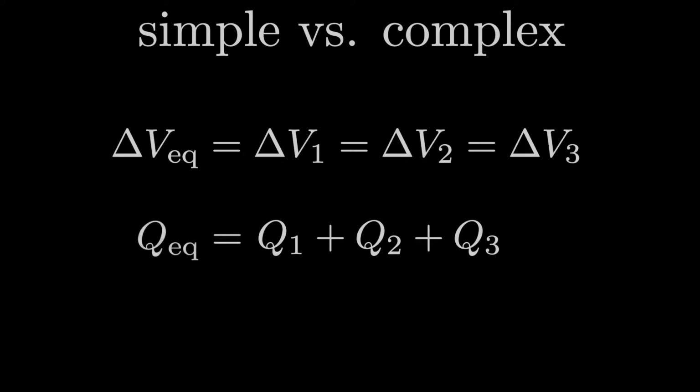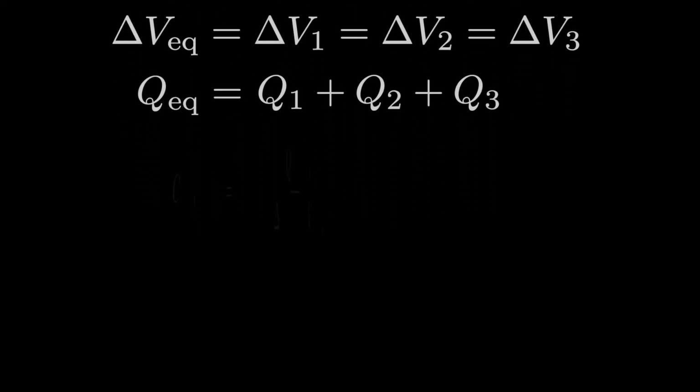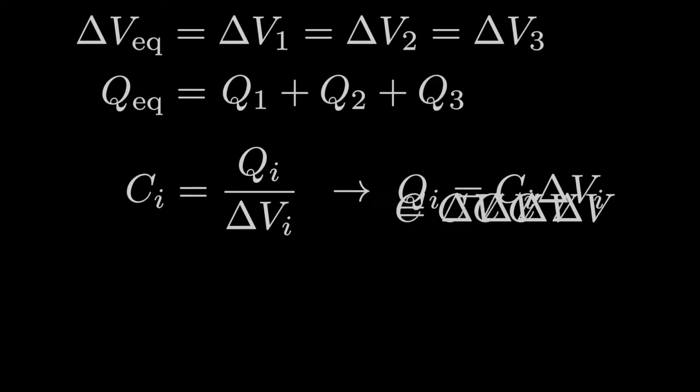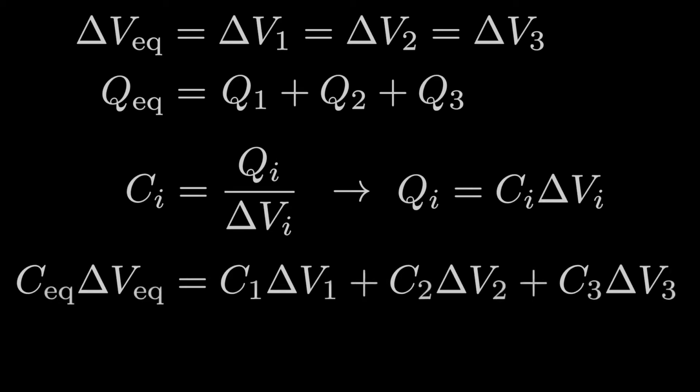Well, we know for any capacitor, its capacitance is a measure of how much charge it stores on each plate per its potential difference. In that case, why don't we try multiplying by the potential difference, and we're left with the charge on any capacitor as a function of its capacitance and its potential difference. We can apply this definition to any capacitor, so why don't we just apply it to all of them? The charge on the equivalent capacitor is the equivalent capacitance times the equivalent potential difference. The charge on the first capacitor is C1 times delta V1, and so on.